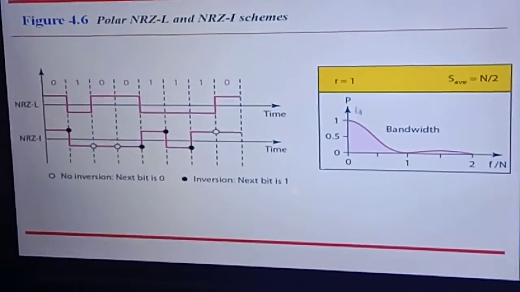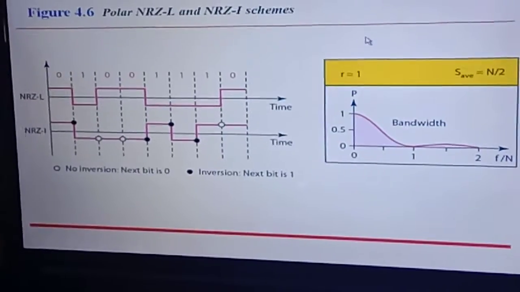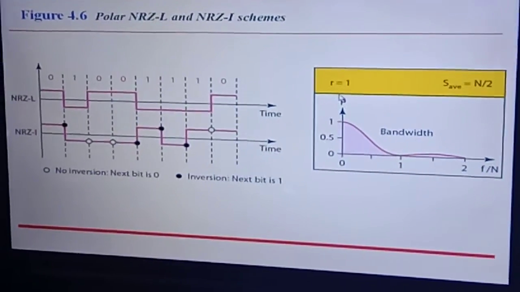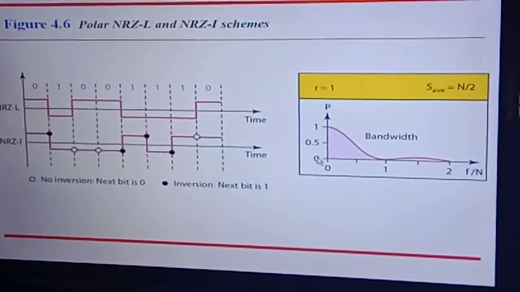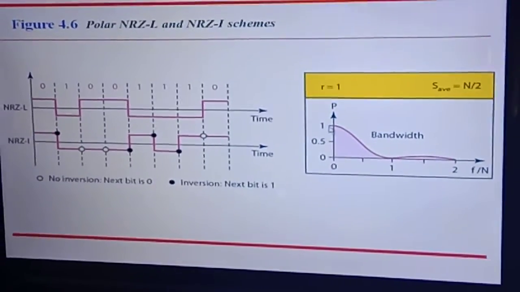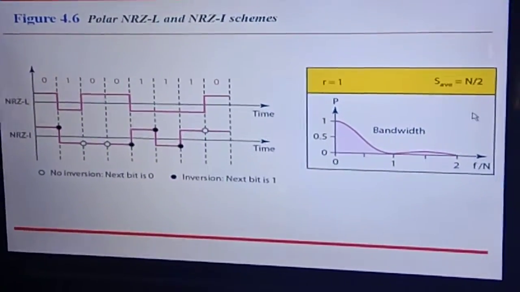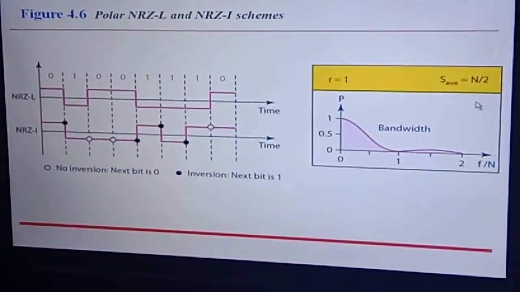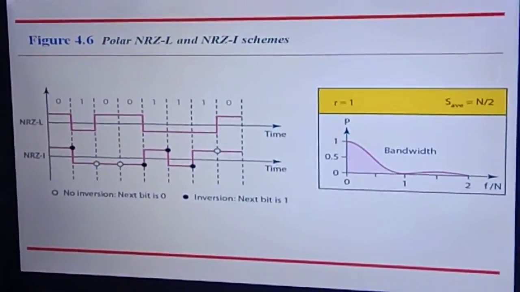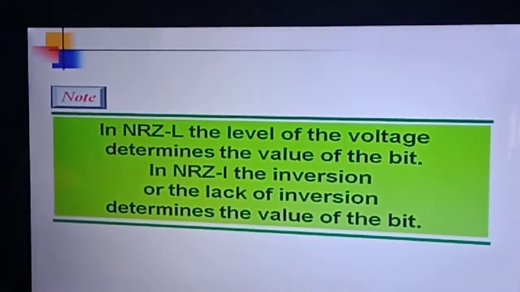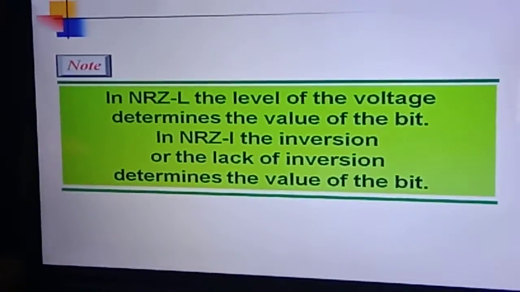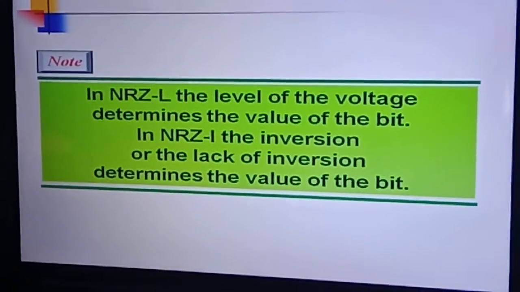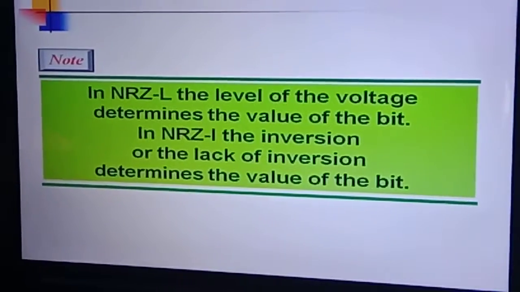When we come to the graph representation, the signal-to-noise ratio is N by 2, with frequency N, and this is the function. The bandwidth of the signal always varies from 0 to 1, maximum 1 and minimum 0. And for signal-to-noise ratio we consider N by 2, that is, you can consider 2 bits per sample. Next, in non-return-to-zero level, the level of the voltage determines the value of the bit. In non-return-to-zero inverse, the inversion or lack of inversion determines the value of the bit.